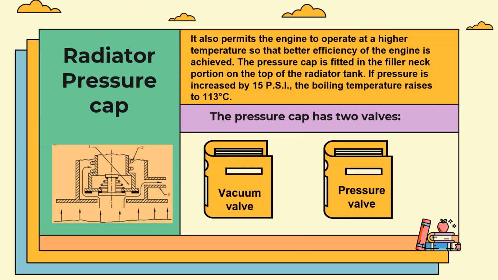Radiator pressure cap. It also permits the engine to operate at a higher temperature so that better efficiency of the engine is achieved. The pressure cap is fitted in the filler neck portion on the top of the radiator tank. If pressure is increased by 15 psi, the boiling temperature rises to 113 Celsius. The pressure cap has two valves: vacuum valve and pressure valve.